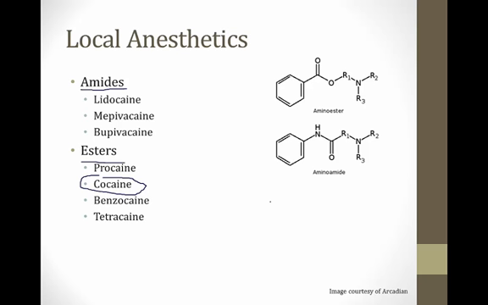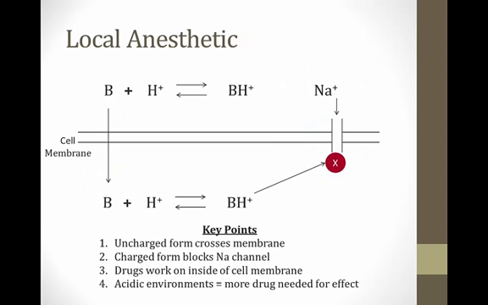And at the top right side of the screen, I've shown the general structure of these drugs. You can see that the amides are at the bottom and the esters are at the top. They are very similar, but the amides have a nitrogen here and the esters have oxygens. All local anesthetics are weak bases.